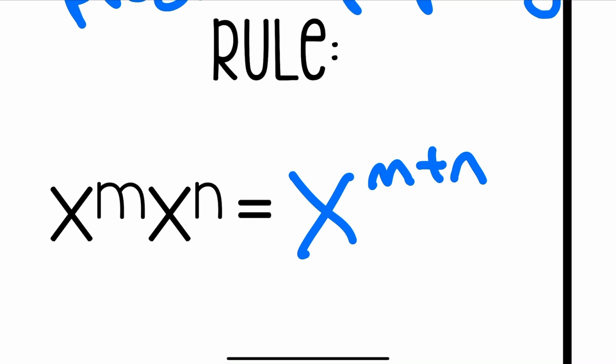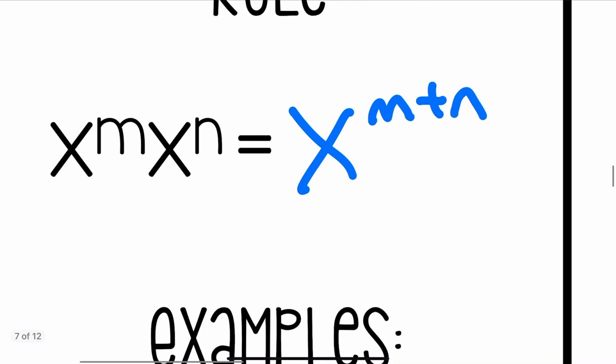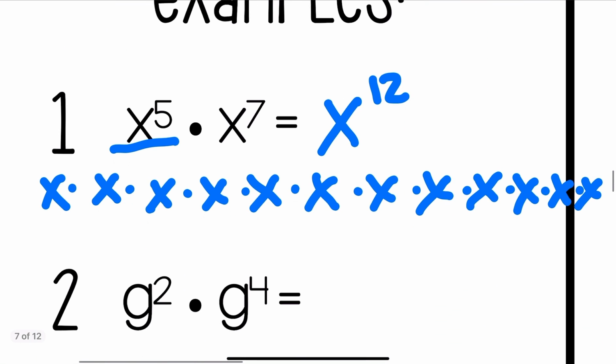That is our rule. So basically, if we see something that looks like this, we can automatically say, okay, my answer is just going to be the base, and its exponents will be added together, just like we did for this question here. We just took our exponents and we added those together to get our answer.